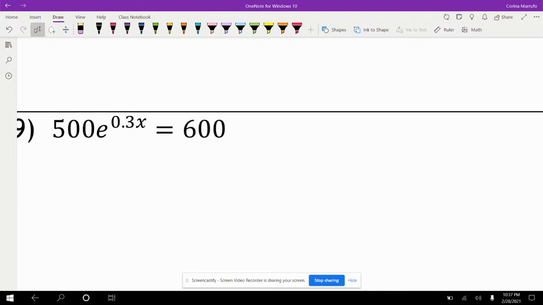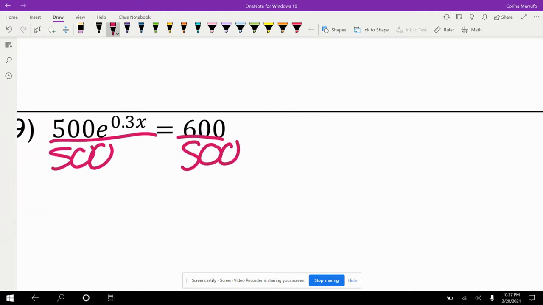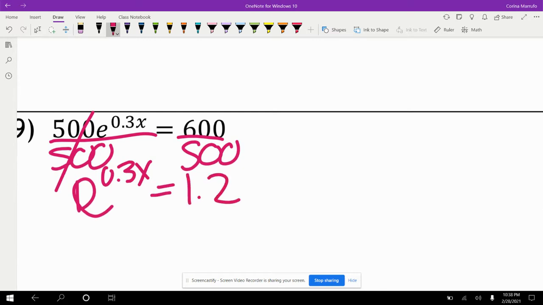Okay, so another natural log again. Here, the 500, we're going to try to get rid of that by dividing both sides by 500. So 600 divided by 500 is going to give me 1.2. So this cancels on this side, sorry. e to the 0.3x equals 1.2.